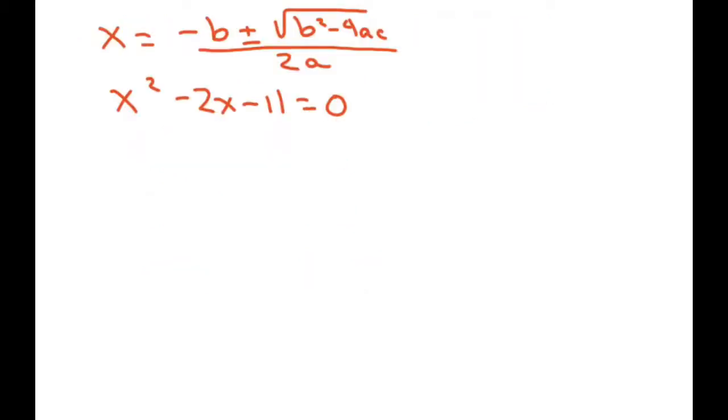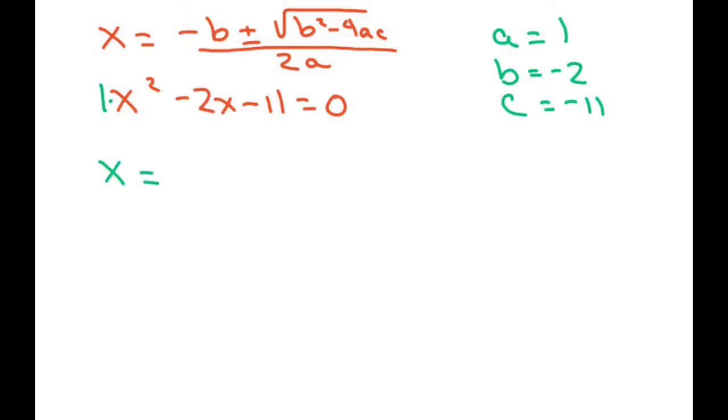So the first one we're going to do is this one. What I like to do is write down my a, b, and c. I know that slows us down, but it actually makes it better. So a is 1, b is negative 2, and c is negative 11. And then you merely just plug everything in.